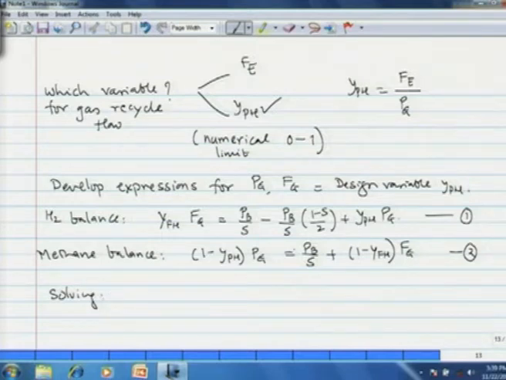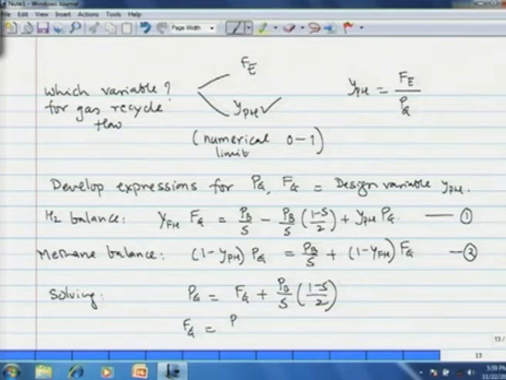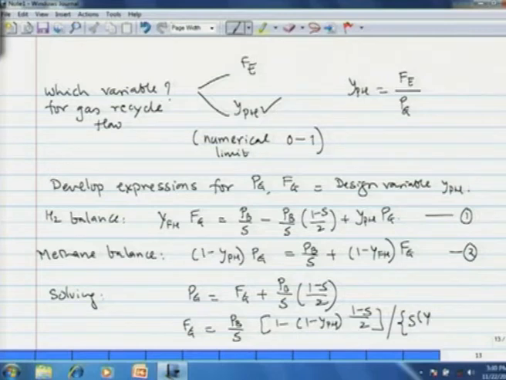Now if we solve them, if we just add the two expressions, then we get Pg is equal to Fg plus Pb by S into 1 minus S by 2, and then if we solve for Fg, we get Pb by S into 1 minus YPH into 1 minus S by 2, divided by S into YFH minus YPH.